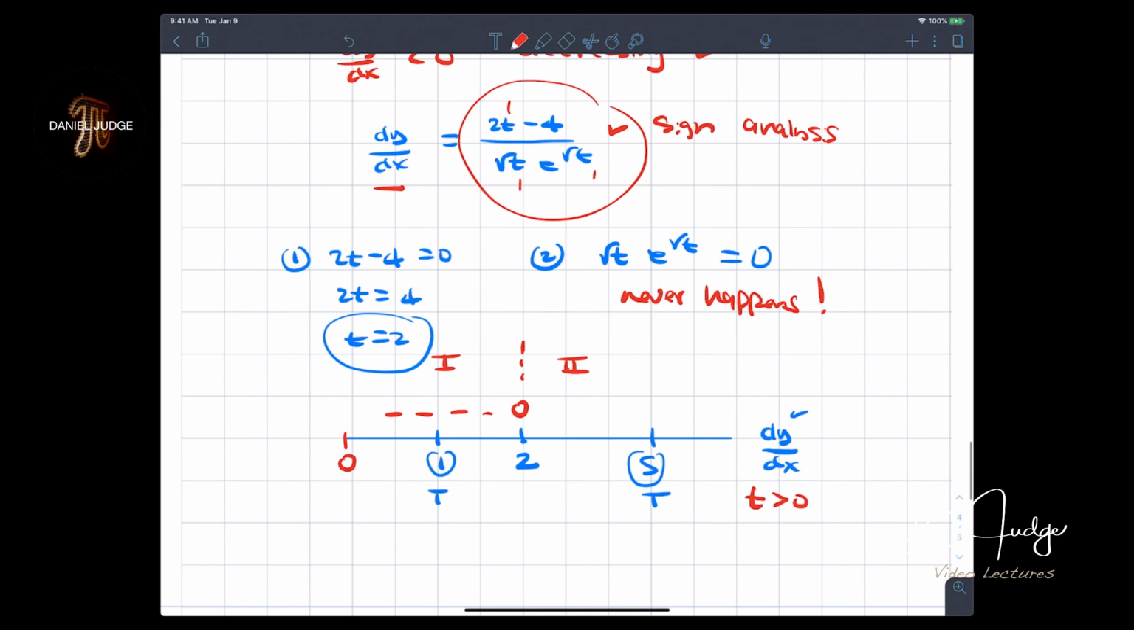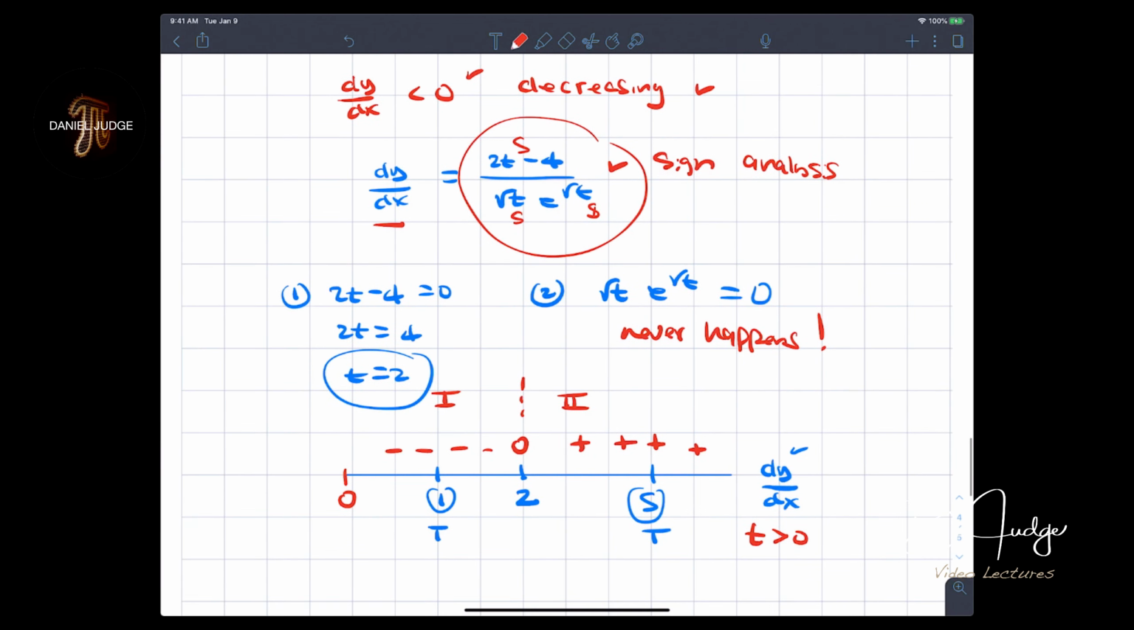If I plug in t is 5 now, again, you could kind of ignore the denominator because it's going to be positive, right? Square root of 5 is positive. e to the square root of a positive is positive, but the numerator is not, because 2 times 5 is 10. 10 minus 4 is going to be 6. So region 2 is positive. So yeah, you do sign analysis on that first derivative just like before, but the variables now are different.